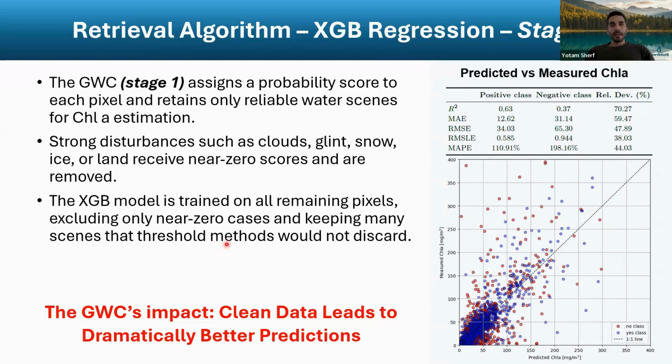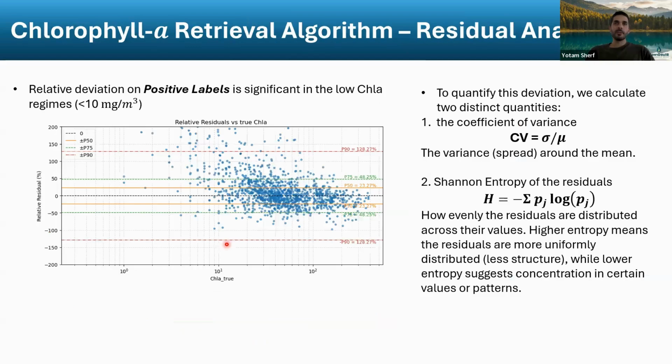Now, in the next stage, we focused on the positive label pixels, the water pixels that we want to analyze, and we made a residual analysis of them. When we look at the relative residual in percent with respect to the chlorophyll-a, we noticed that the error pattern differs below and above approximately 10 milligrams per cubic meter. In order to display it correctly, we measure two different quantities: the coefficient of variation below and above 10, and the Shannon entropy.